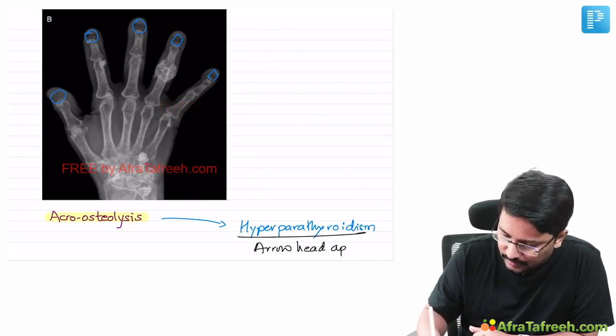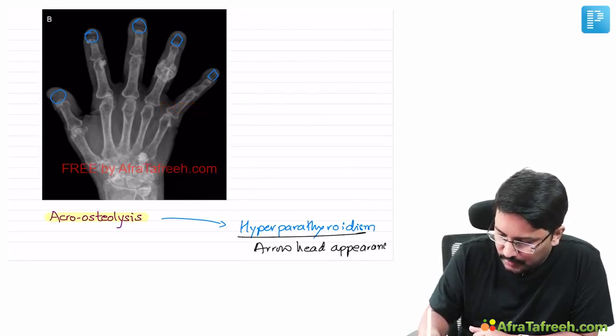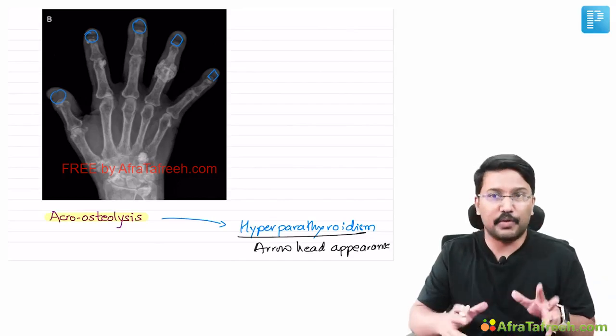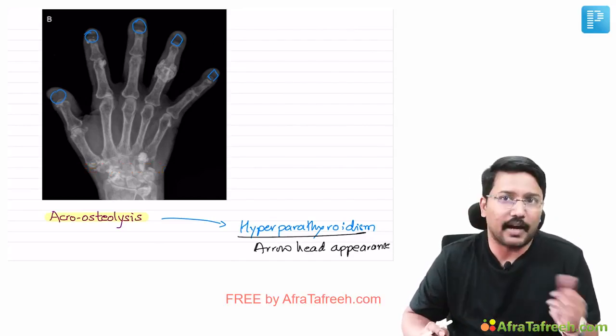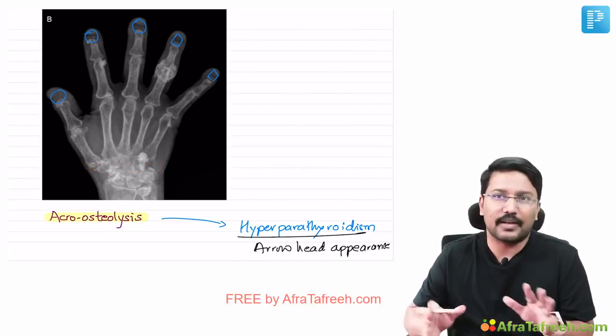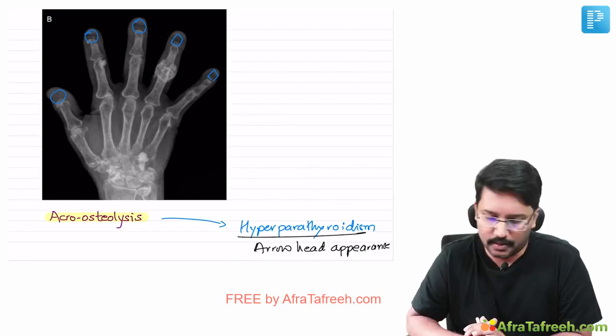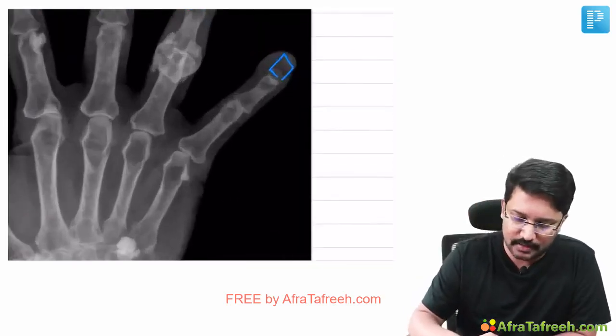Arrowhead appearance. Right? And don't confuse this arrowhead appearance of hyperparathyroidism with the spade phalanx sign that we see in case of acromegaly, right? In case of acromegaly, don't get confused between these two. Okay. You can also notice certain additional findings here.